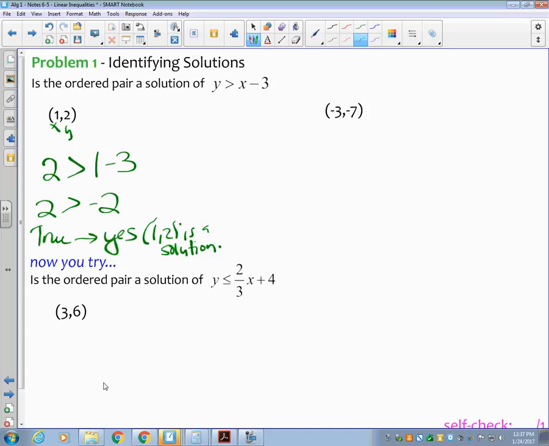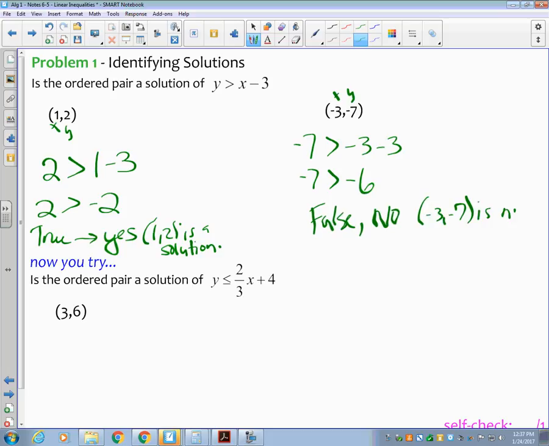So we're going to test our other point. Where the x is, we're going to put a negative 3, and where the y is, we're going to put a negative 7. So we get negative 7 greater than. We're going to go ahead and do the math. Negative 3 minus 3 gives us negative 6. Is negative 7 greater than negative 6? Think about where they are on the number line. Who's closer to 0? So this is false, so then it's no. (-3, -7) is not a solution.